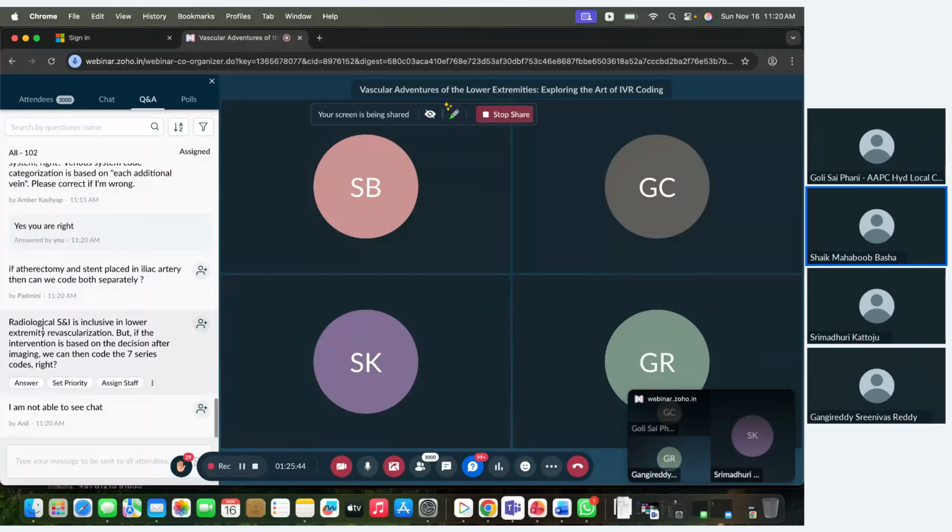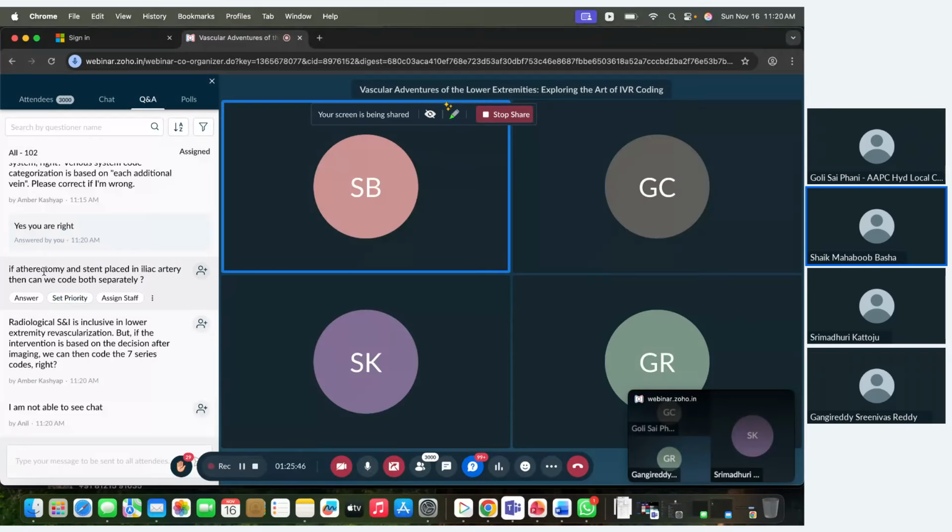Another question: if atherectomy and stent are placed in the iliac artery, can we code both? No, we have a combo code, right? Sorry, iliac, yes, in iliac you can code both, because in iliac we will code based on the number of blood vessels.